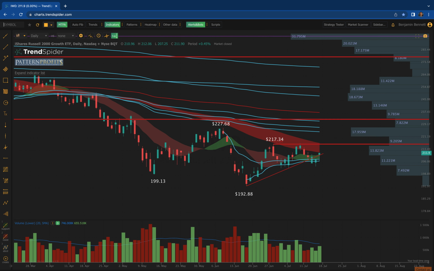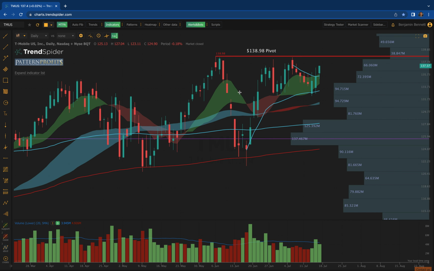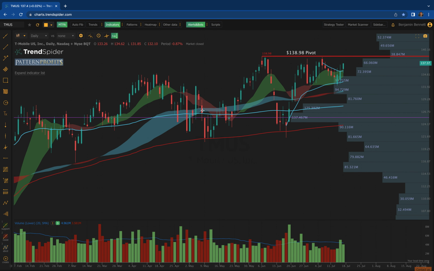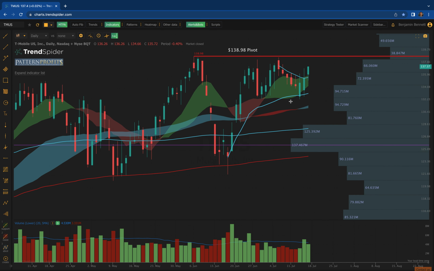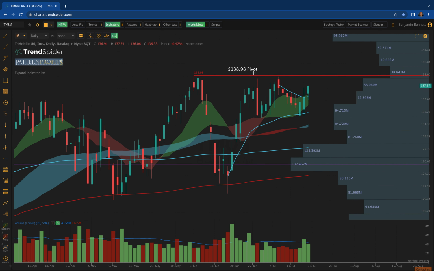Getting right into our watch list, going to take a look at T-Mobile. And you had this kind of cup base back here, came out of that breakout, failed. Now you've reclaimed that prior pivot and are setting up a new one. 138.98, that pivot above. You've added a little handle in here too.